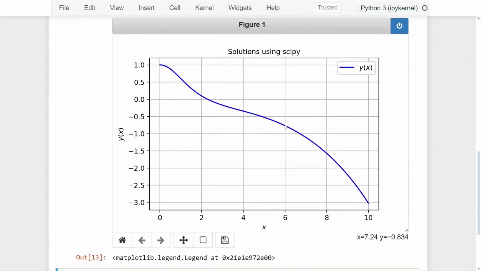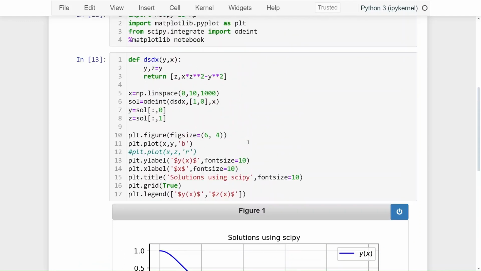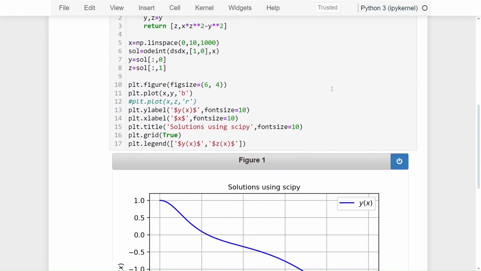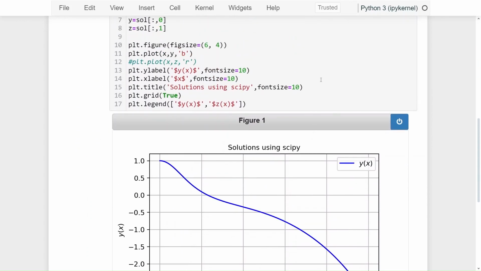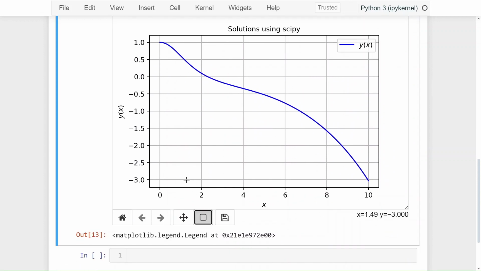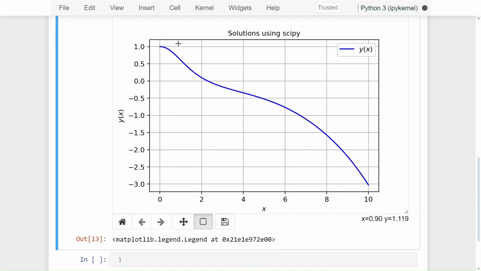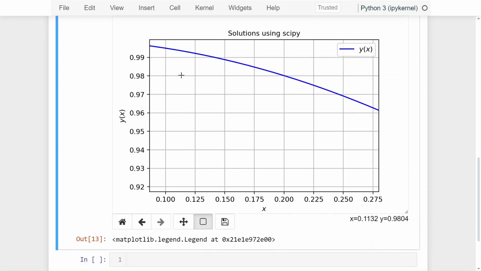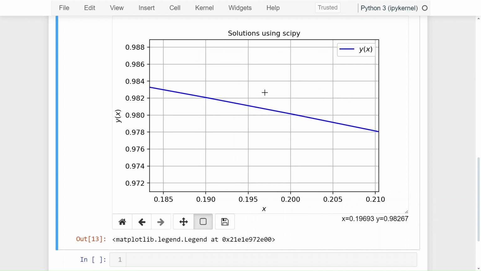Here we have got our solution and we can get y values for whatever x values. You can see here are these values. So let's see what we have to find. We have to find y at 0.2 with accuracy up to 3 decimal places. So how to get this much accuracy? First of all, let's zoom in on this region, from 0 to 1, where I will get my value. So I am zooming this area. You can zoom as much as you want until you get the desired accuracy.